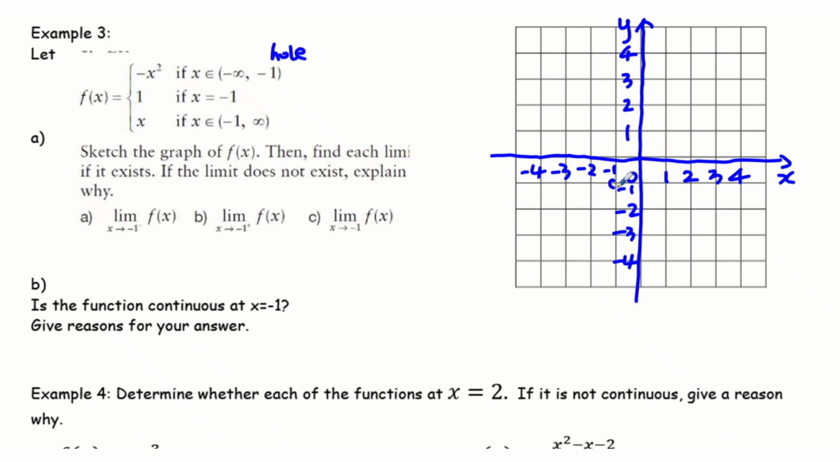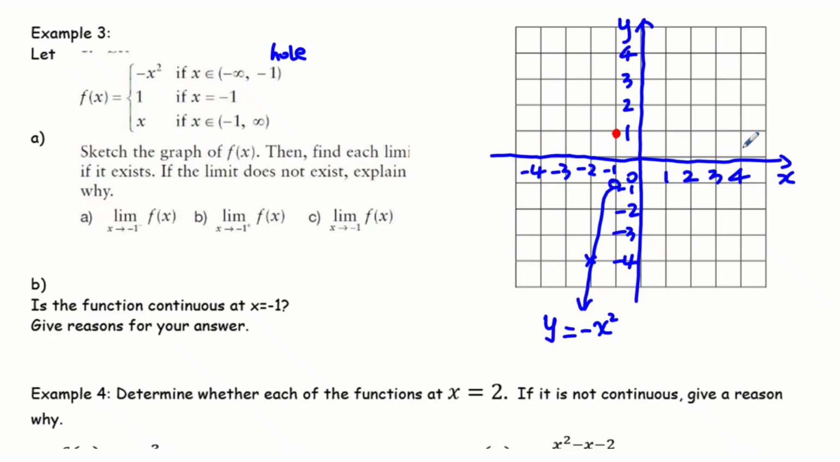So we put -1 as a hole, then we sub in -2 here. -2 squared gives you 4, so -4. So -2, -4. Then we connect it. This is y equals -x squared for this piecewise function, and at x equals -1, it gives you the solid dot at +1. Then after that, from x equals -1 to positive infinity is y equals x.